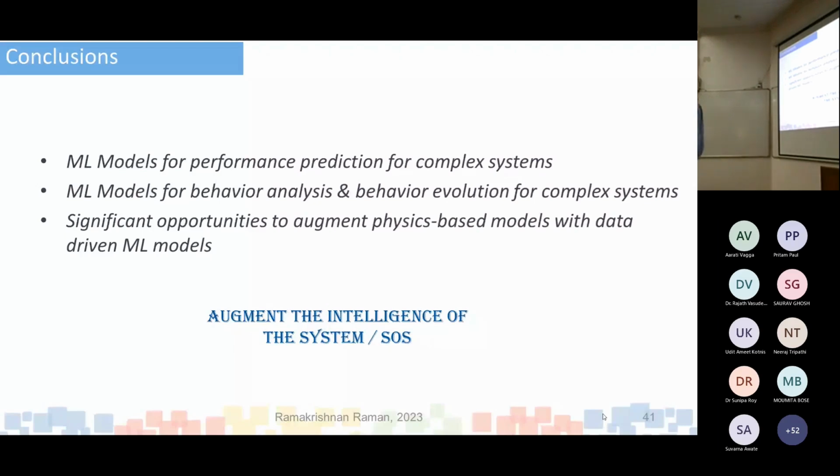So to conclude, we talked about using machine learning models for performance prediction. The aircraft fuel flow was that example. For behavior analysis, which was selecting the behavior of a swarm and behavior evolution, we talked about an inappropriately trained UAV trying to adjust its behavior and adapt to a swarm condition. Right. So all of these you will see.